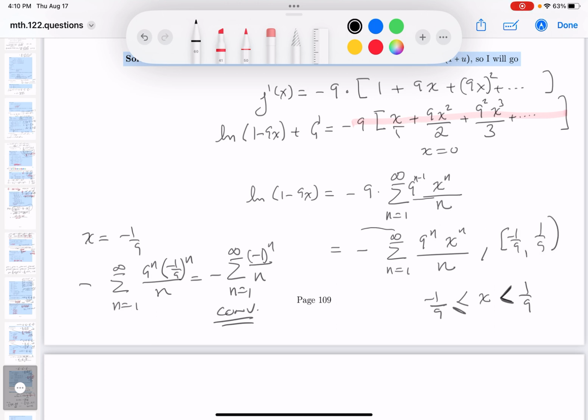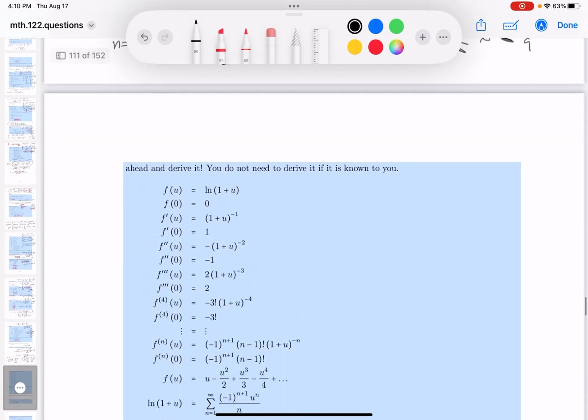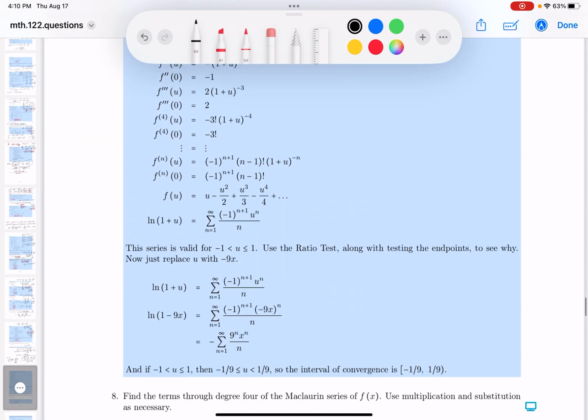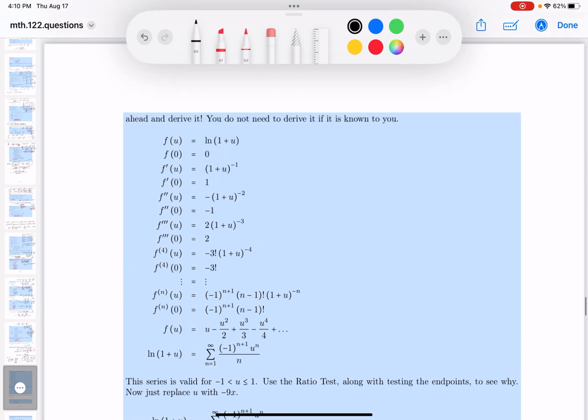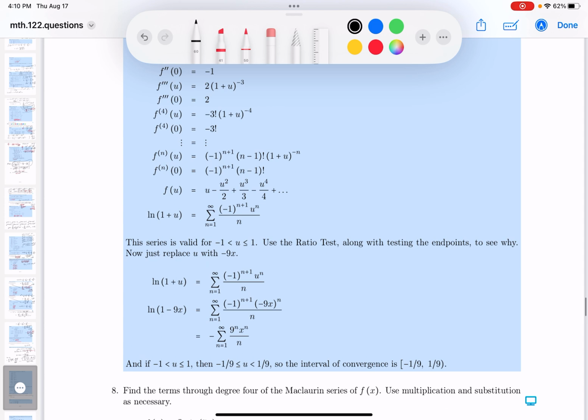Don't touch it. All right. I want to look at the key and see how we did. Did we get it? Oh boy, it's a lot of work, isn't it? Let's see. Yeah, 9 to the n, x to the n, over n. And we got this. We're good to go to the next question. Thank you.